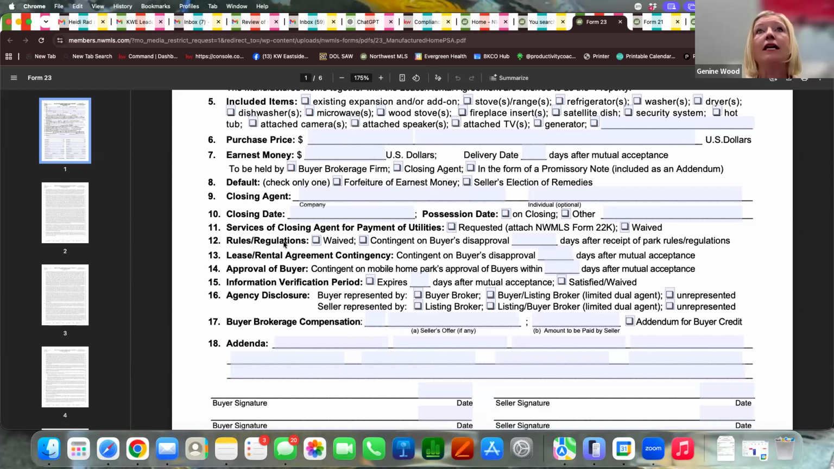Rules and regulations. So making sure that they've got time to approve or disapprove those. The leasing rental agreement is contingent on buyer's approval, so contingent on the mobile home park approving the buyer to move in. So be very careful. A lot of manufactured home parks are 55 plus. That means there are no children allowed, or nobody under the age of 55 can buy it. There are some 55 plus parks where as long as one of the buyers is 55 plus, the other buyer can be maybe 53. So there are some nuances.